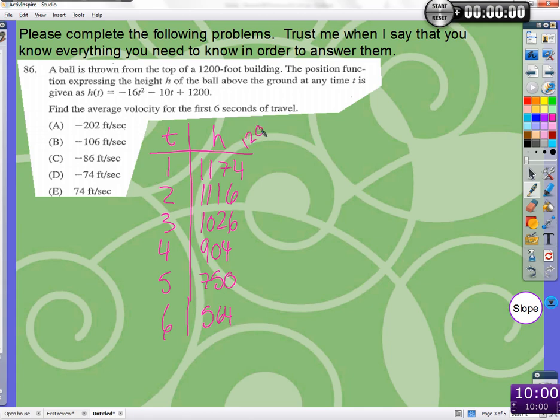Okay. So there's all of those. You start at 1,200 feet. And so you subtract this from that and you get 26 feet per second, except it's negative. You guys get the same answer? Mm-hmm. And then you add those all together and multiply by 6 and you get 5 by 6.